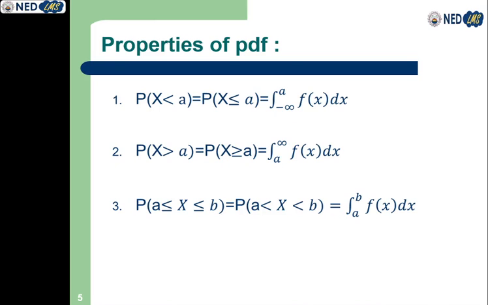Students, in this way we can find the equality. If there is no inequality in the probability that x lies between a and b, then we must perform equality for the continuous case, because this is a continuous random variable.